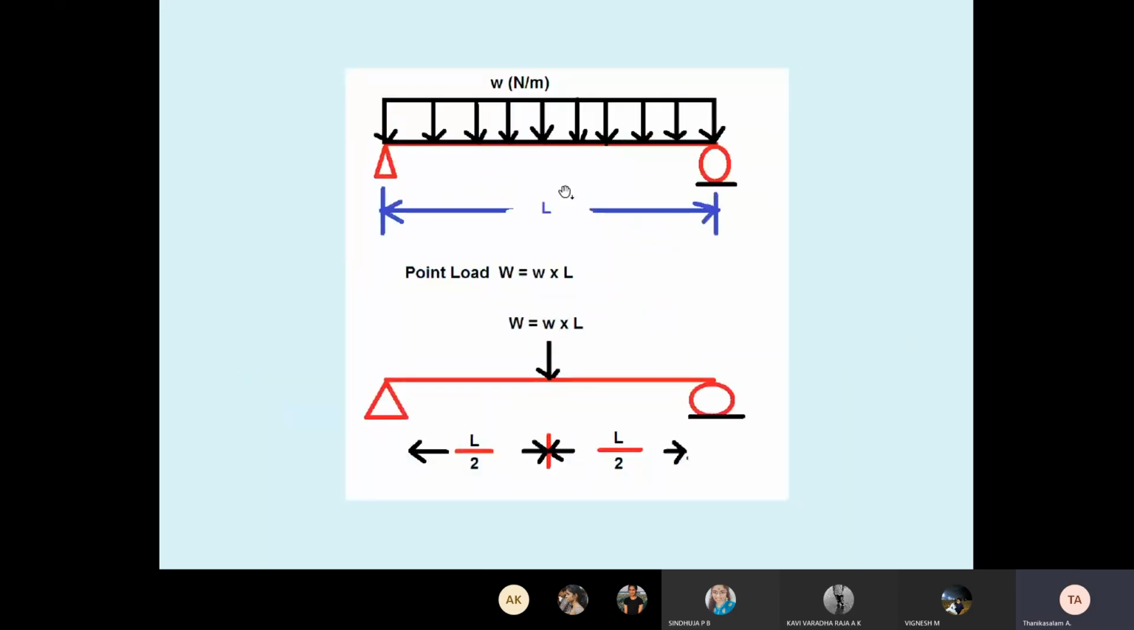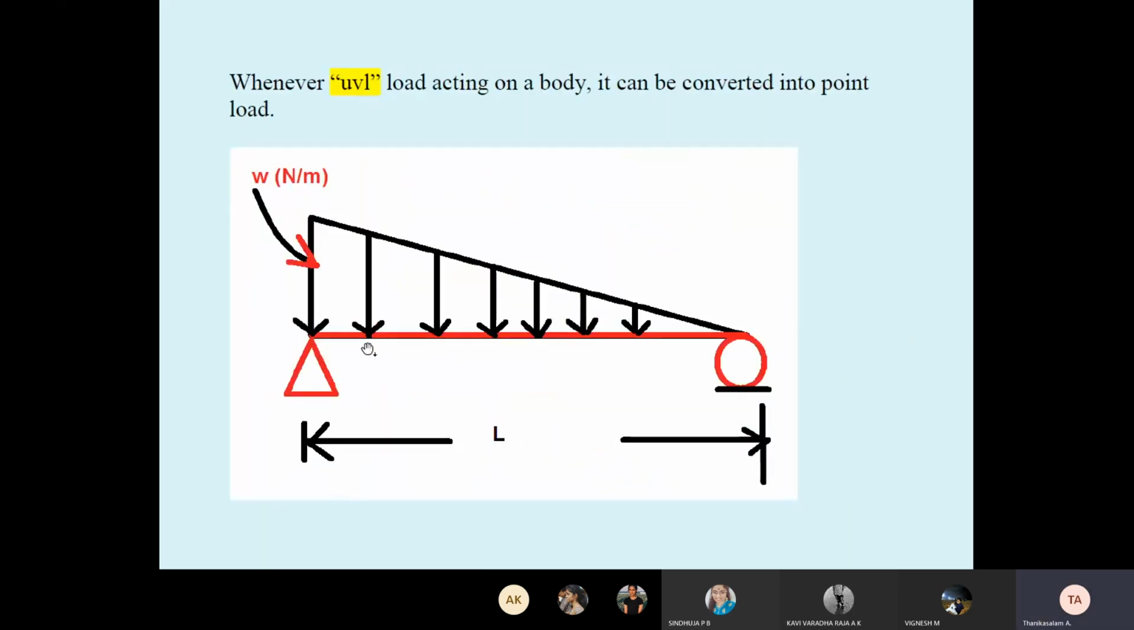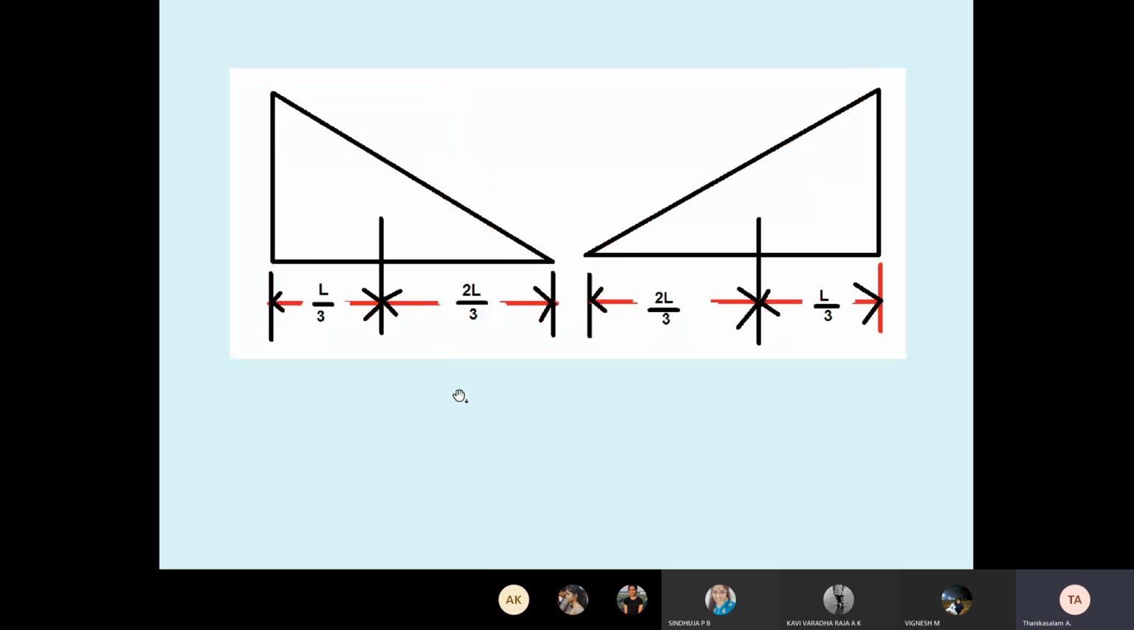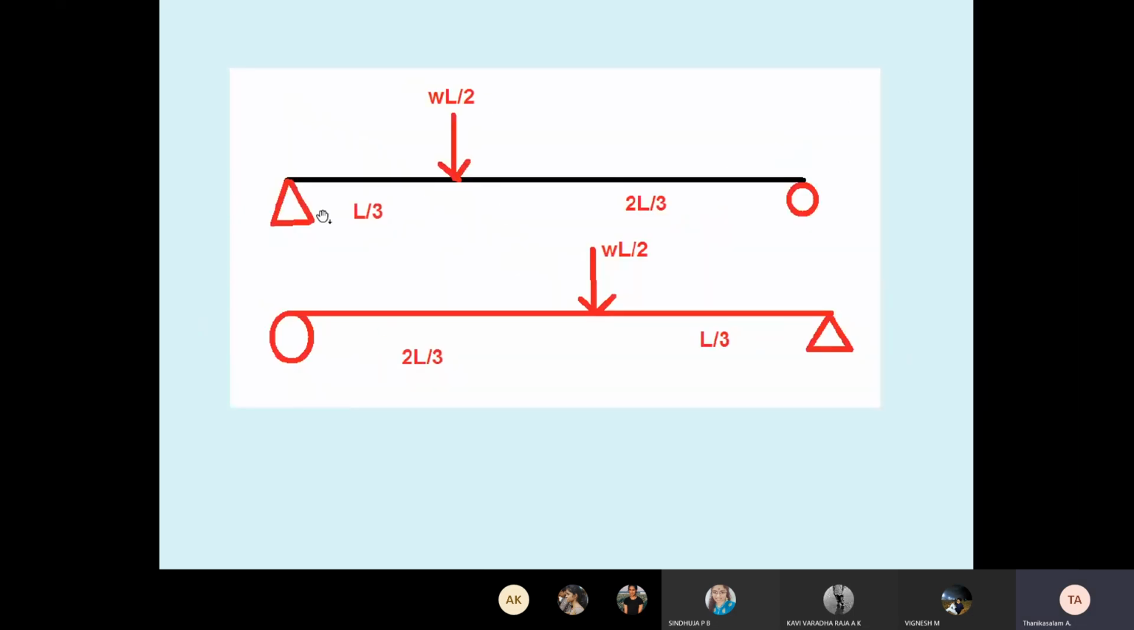Okay. Then uniform varying load given. So it looks like a triangle. Therefore, point load, capital W, equals 1/2 small w into L. Small w means the uniform varying load. Where is it acting? Middle of the triangle. What is the triangle formula? Center, middle, maybe L/3 or 2L/3, or 2L/3 or L/3, based on the given shape. So you have to locate based on the shape whether the load is acting at L/3 distance or 2L/3 distance.